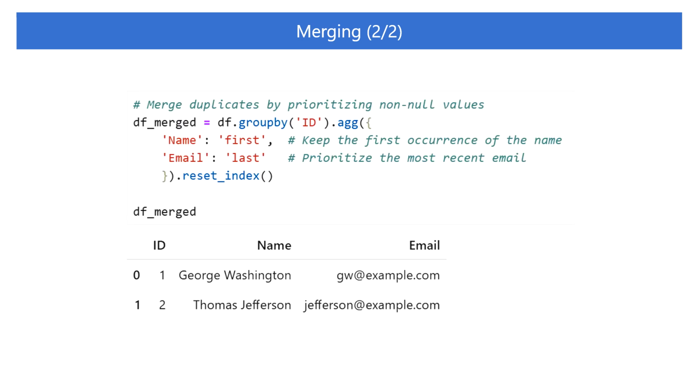Here, the groupby function is used to consolidate duplicate records based on the ID field, choosing the first occurrence for the name and the most recent email. Depending on the dataset and business requirements, merging criteria can be adjusted to retain the most frequent, most recent, or most complete values.